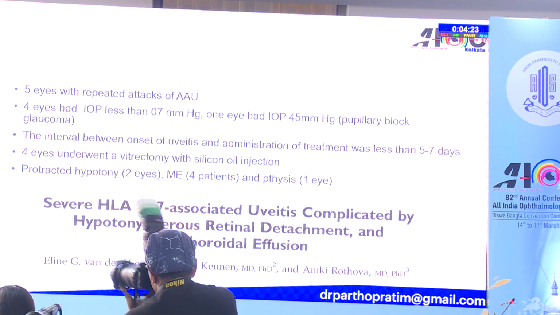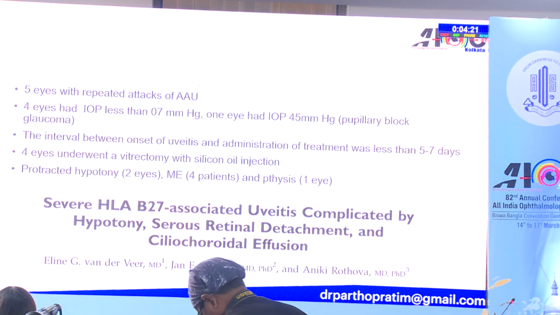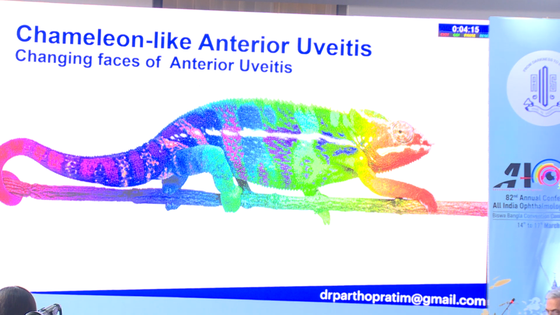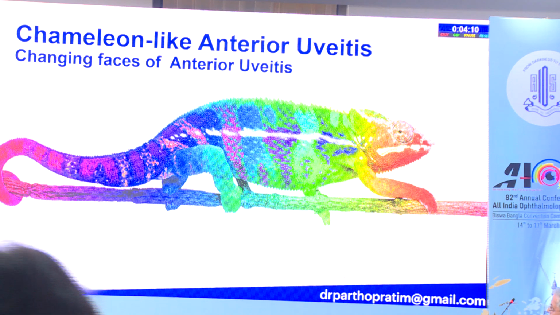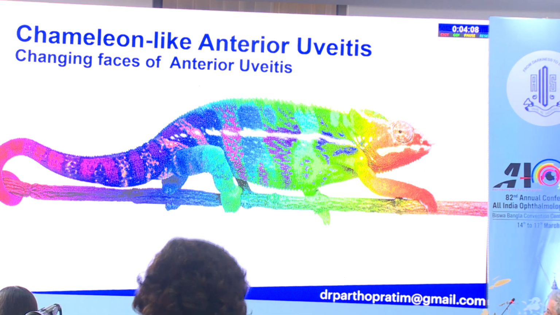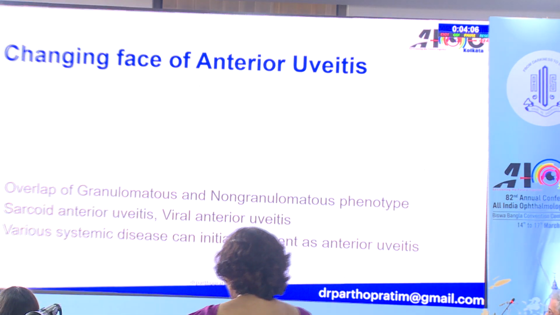This is another piece of literature on how anterior uveitis can be so severe that it can present with serous retinal detachment and choroidal detachment also. Also, you have to understand that this kind of picture can have a changing phase, not only this one, but sometimes the uveitis also can change phase like this.